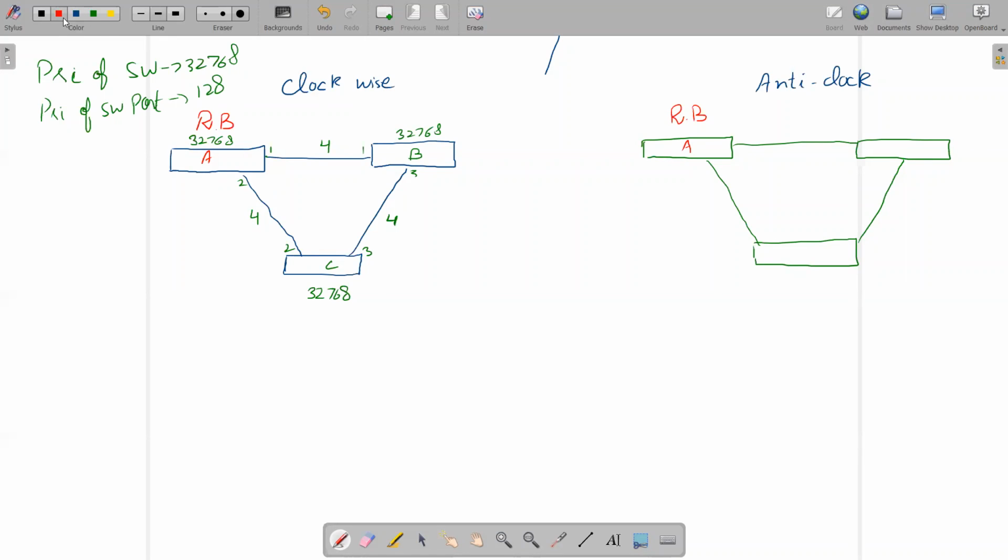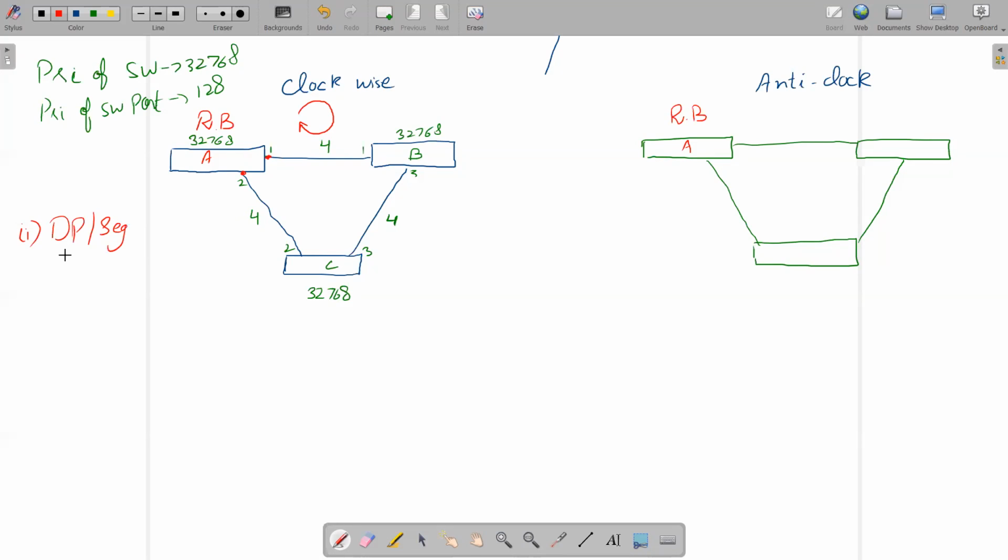Obviously, the root bridge will generate the BPDUs from both of the ports. It will generate the BPDUs from port number 1, and also it will generate them from port number 2. So first I'm going to move clockwise. I'm setting the direction as clockwise. So I will start from here. And what was the step? Our step was you have to figure out the designated port per segment.